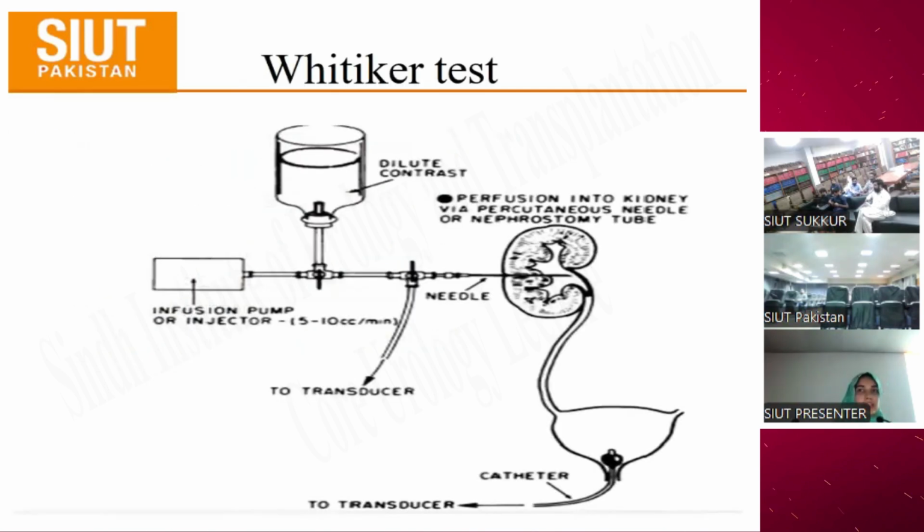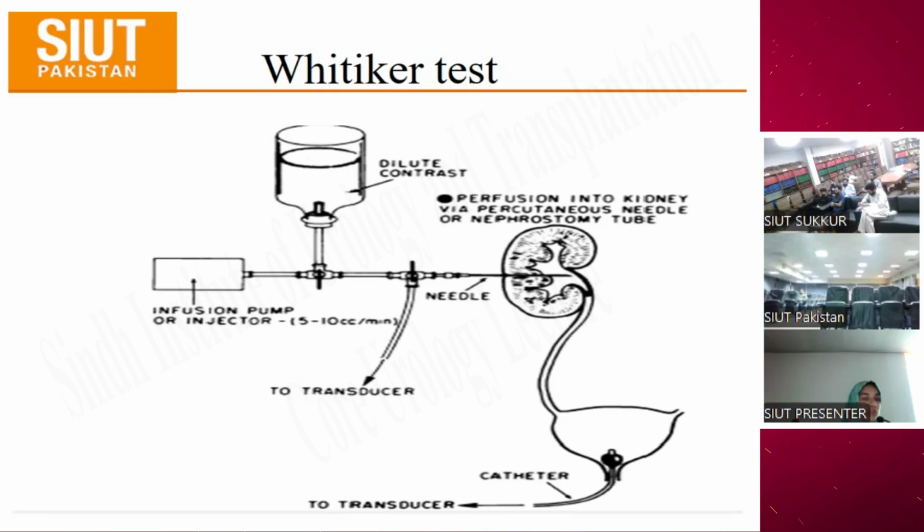So, correctly told by Dr. Hamza, Whitaker test is an upper tract urodynamic perfusion pressure study. And nowadays this is absolute; we do MAG3 scan. Previously, it was used to detect the obstruction in the upper urinary tract system.